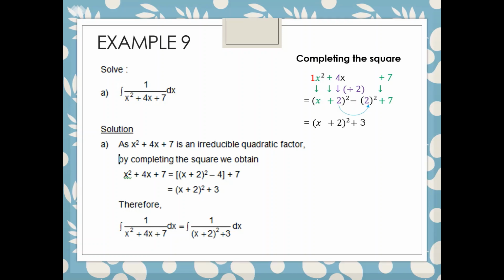Then, close the bracket and put power 2. Next, minus the value with the square and copy the third term. Finally, simplify the whole expression. You should get (x plus 2) squared plus 3. Therefore, the integral can be written as 1 over (x plus 2) squared plus 3.